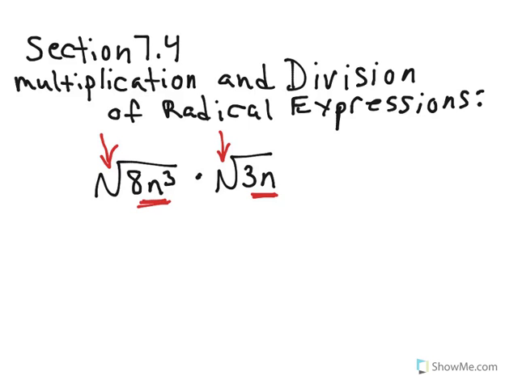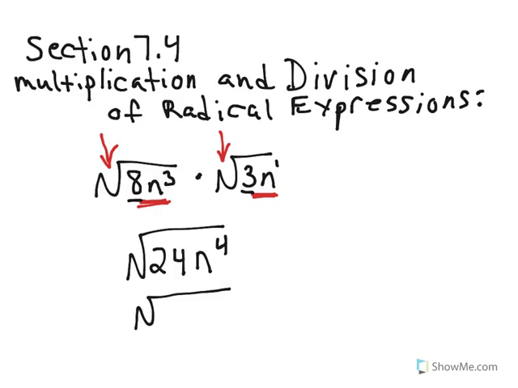So, square root of 8n to the third times square root of 3n. We take 8 times 3, which is 24, and n to the third times n to the first is n to the fourth. Now we can factor the 24 so that one of the factors is a perfect square, and n to the fourth is already a perfect square.